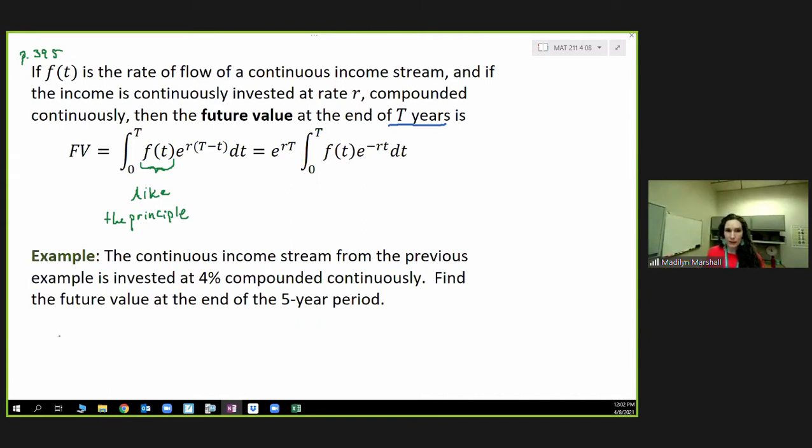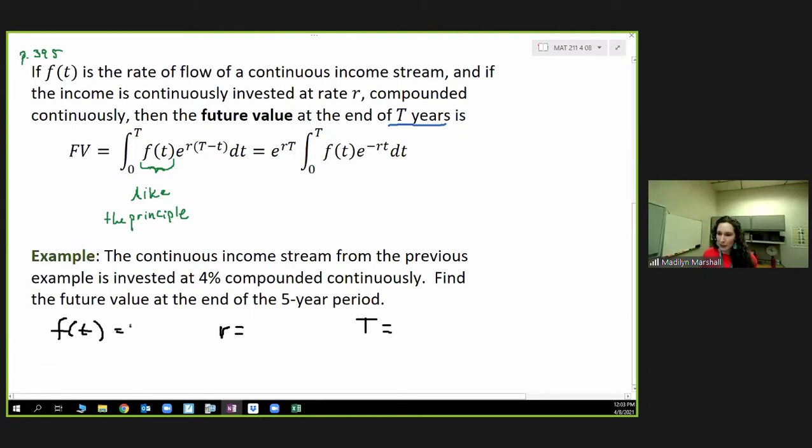So we have this formula for future value. In order to use that formula, we need to plug something in for f of t. We need to plug something in for r. And we need to plug something in for big T. Little t stays as it is. Whenever we're doing an integral, we have a variable. Because the income is changing over time, that little t is expressing that change of time. So little t is going to stay just as it is, but everything else we need something to plug in.